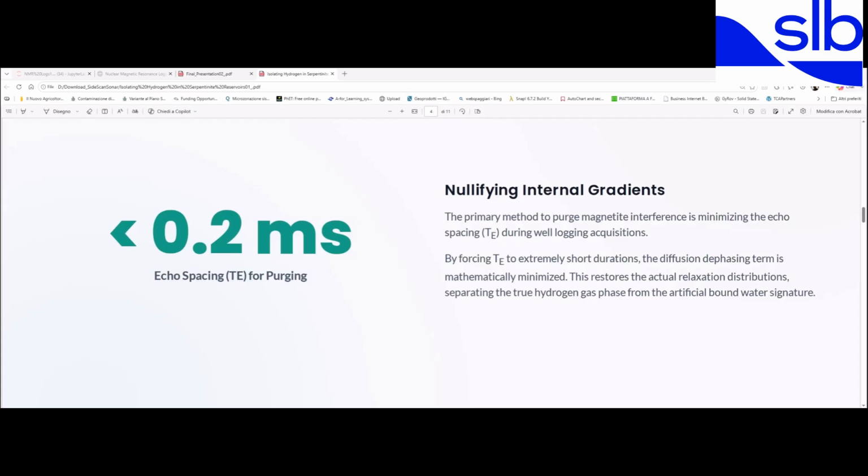Now filtering internal gradients. The primary method to purge the magnetite interference is minimizing the echo spacing during well logging acquisition. By forcing TE to an extremely short duration, the diffusion dephasing term is mathematically minimized. This restores the actual relaxation distribution, separating the true hydrogen gas phase from the artificial bound water signature. So you can have an artificial signature in nuclear magnetic logs given by the presence of magnetite and bound waters.